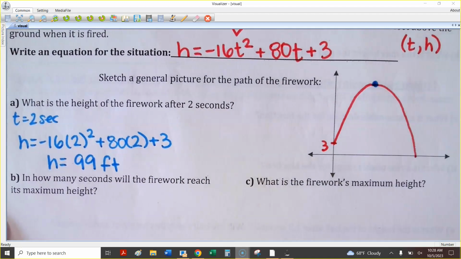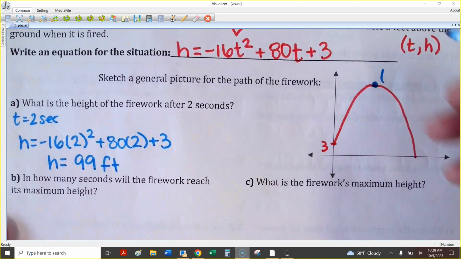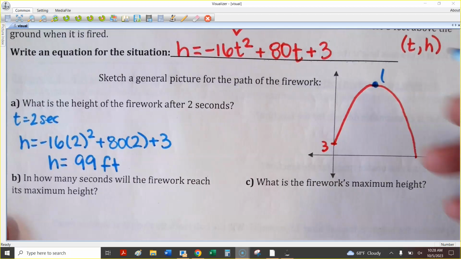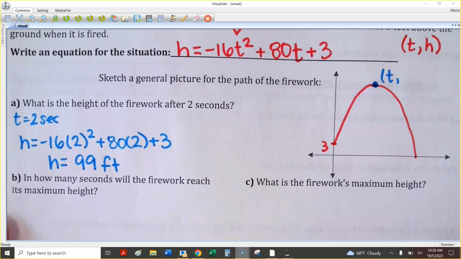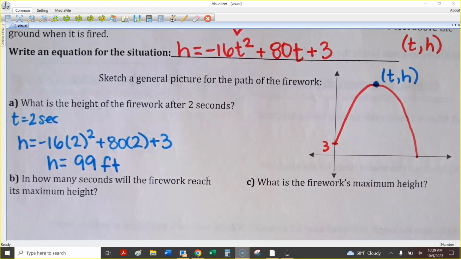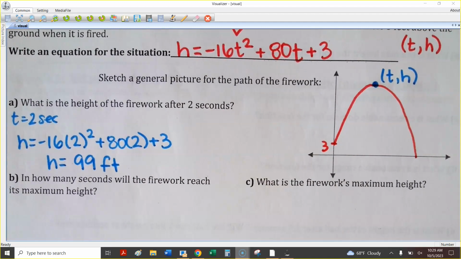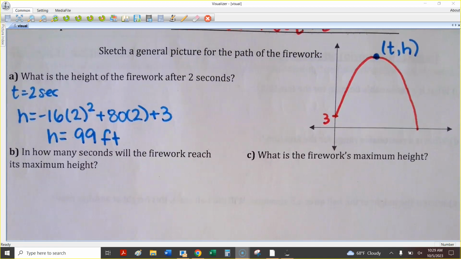Okay, so it's just going to be the vertex. Any of these questions, maximum or minimum, they're just asking you for the vertex. Now, when you find the x-coordinate of the vertex, that's going to be the time it's going to take. And the y-coordinate, where you guys are used to finding that, will be the actual height of the firework. And I'm assuming that's where it would explode, I would hope, at the very top.